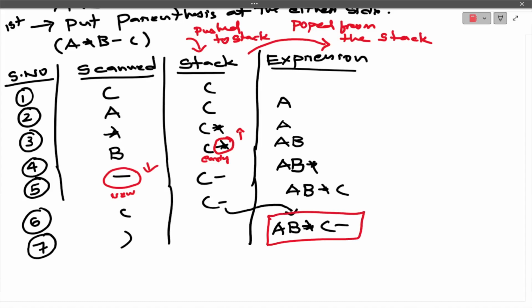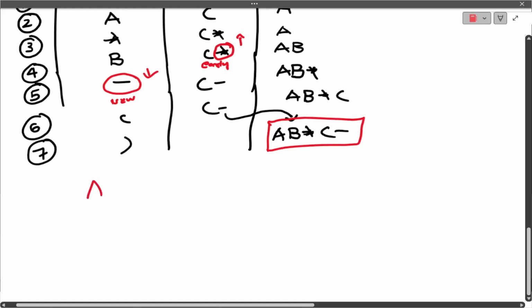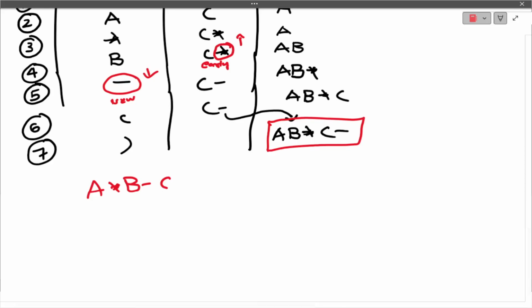Now let us check, in our traditional process, whether this particular expression that I got by following these rules is correct or not. Let me take A asterisk B minus C. Which has the higher precedence? This one, so it will be solved first. I am using the traditional process to check my answer.